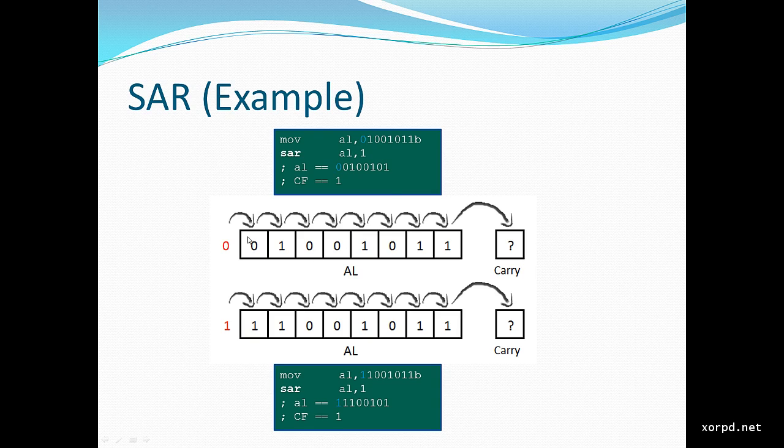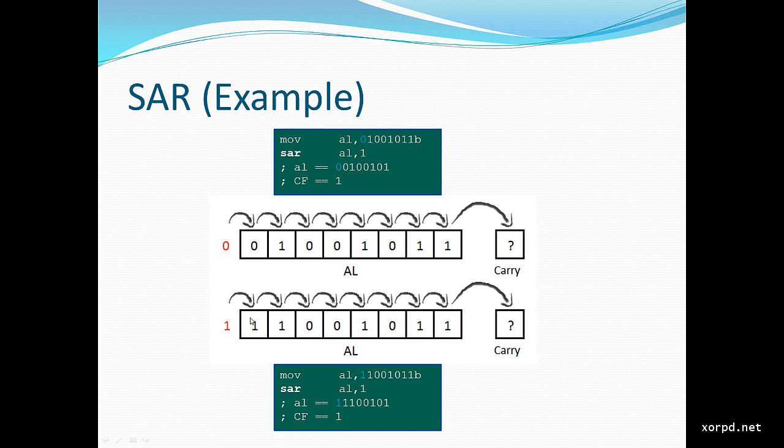We can see it also here in the picture. This is the original number. The sign bit is here. It is 0. Therefore, shift arithmetic right is going to insert zeros from the left. In the second piece of code, the number that AL contains is negative. So AL is going to accept 1 from the left. Shift arithmetic right is going to insert the bit 1 from the left.